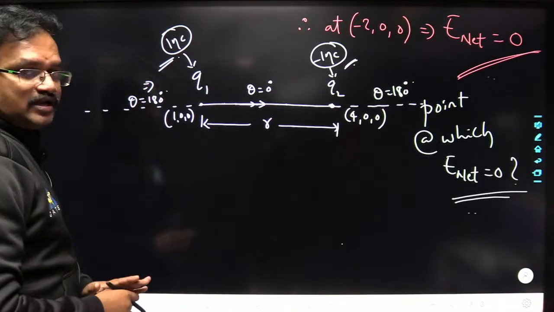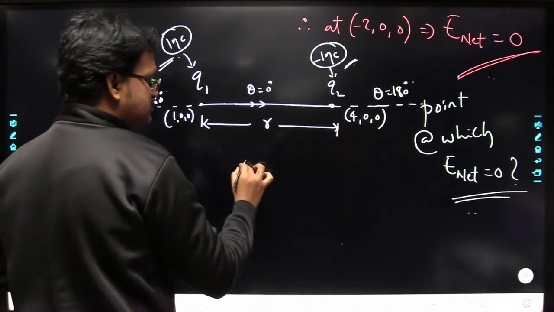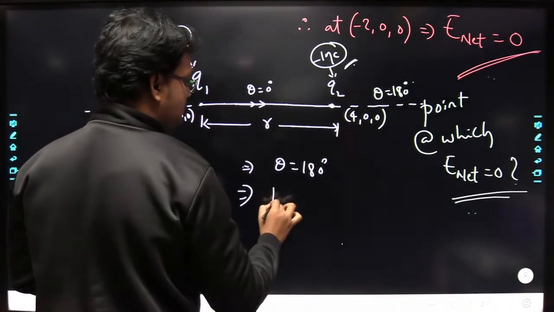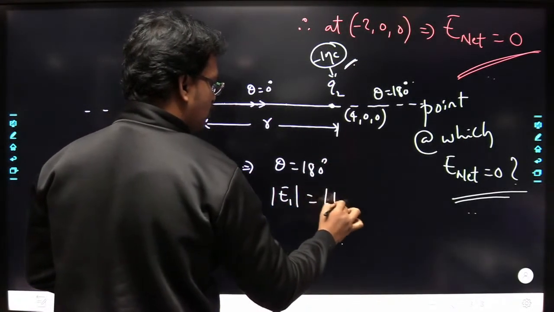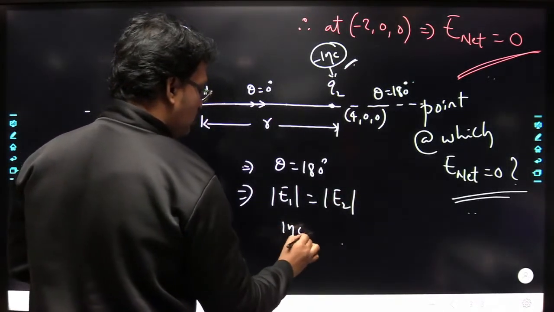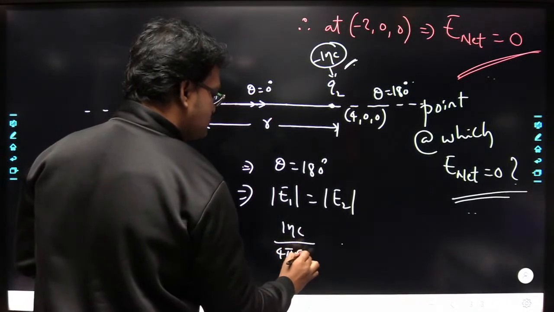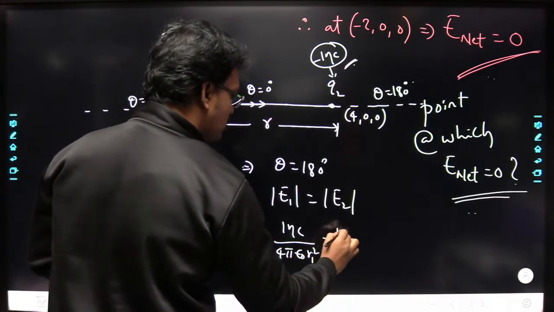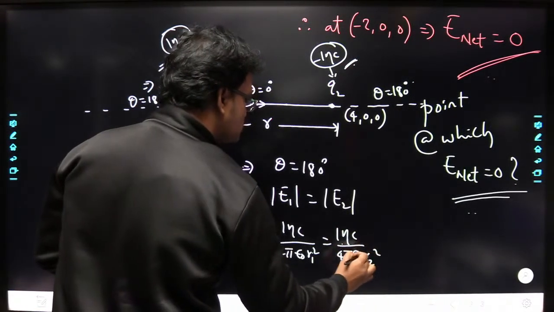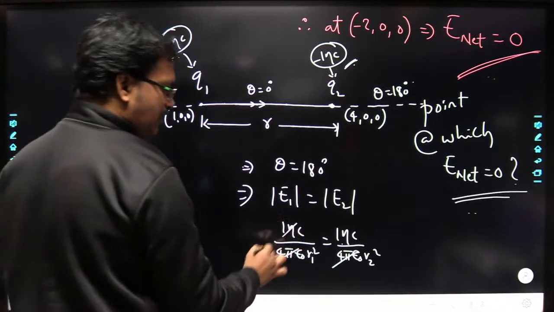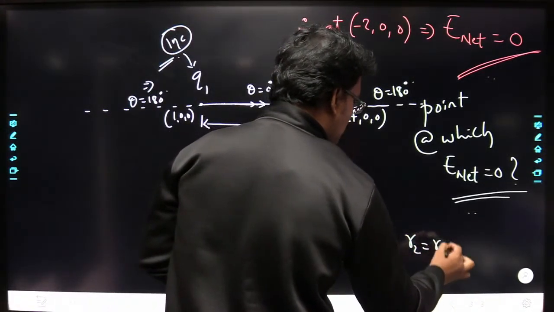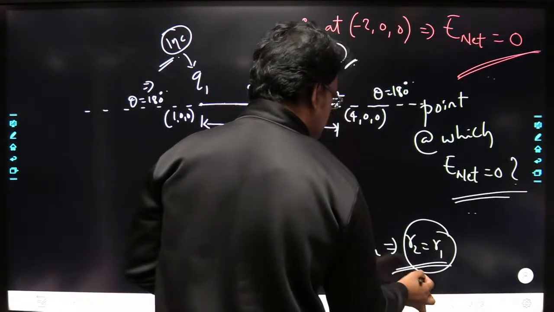But what is the other condition it has to satisfy? The first condition is theta equal to 180 degrees, and the second condition is that the magnitude of E1 must equal the magnitude of E2. So 1 nanocoulomb divided by 4 pi epsilon naught R1 squared must equal 1 nanocoulomb divided by 4 pi epsilon naught R2 squared. The 4 pi epsilon naught and the 1 nano cancel, so R2 must be equal to R1.